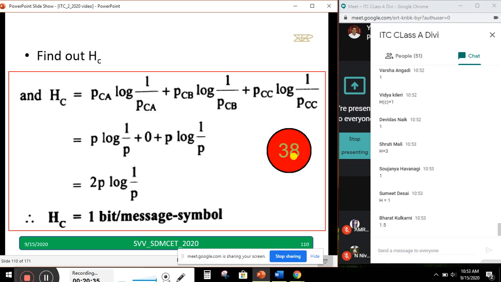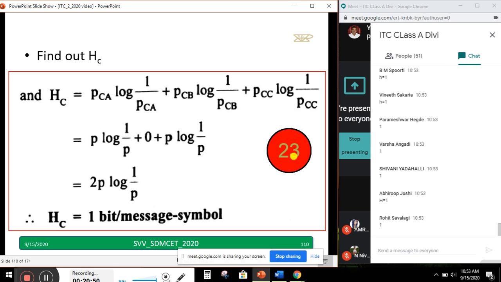Shruti, H equal to 3. Okay, H equal to 1. Sumit Desai, Bharat 1.5. Abhishek 1. Abhay 1. Pragati 1. Saujanya 1. Chaitra Kulkarni 1. Shripad is also telling 1.